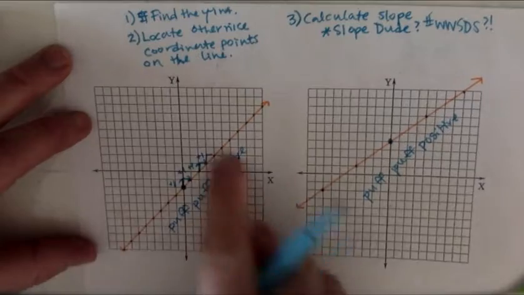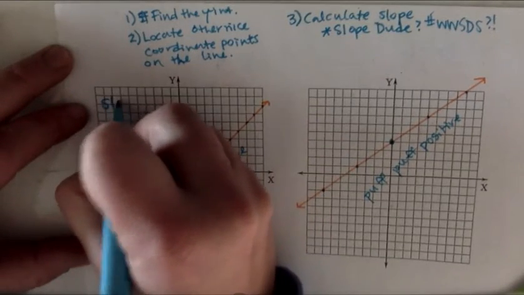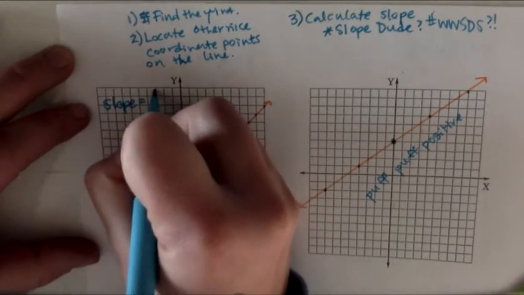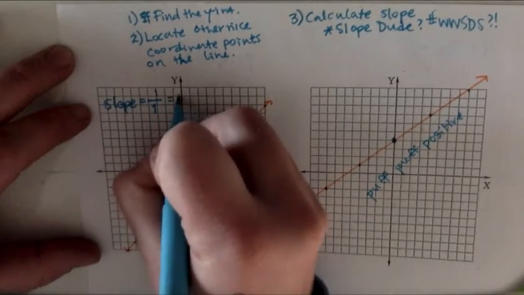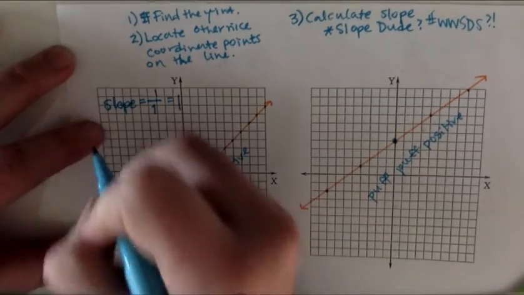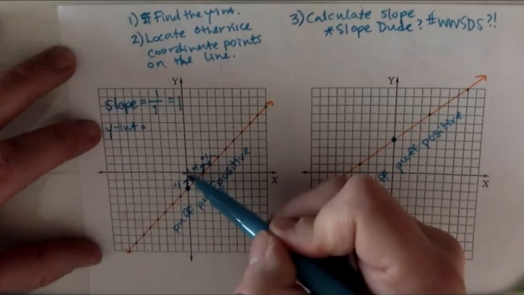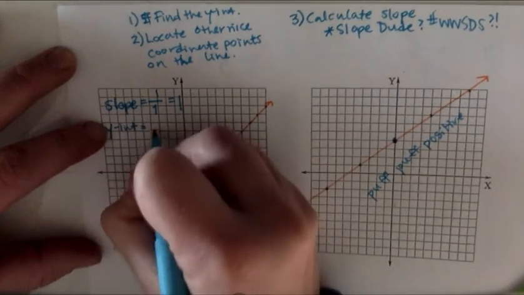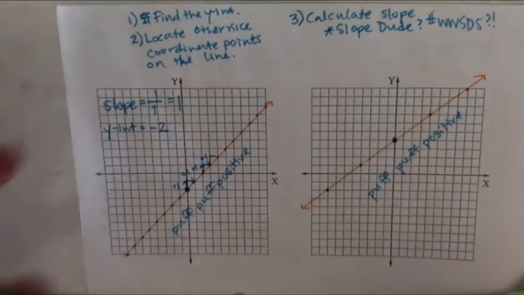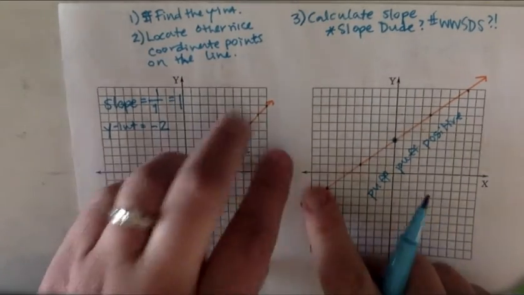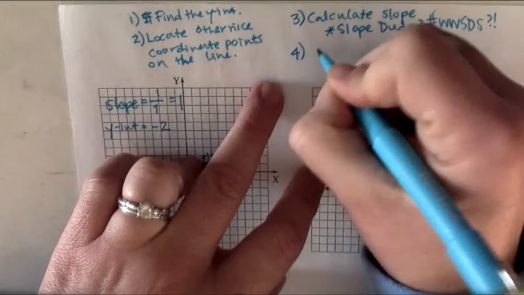So for this particular line, my slope is 1 over 1, or I could also say it's just simply 1. My y-intercept, we've already found that. My y-intercept is negative 2. Once I found my slope and my y-intercept, I can go on to step 4, and I can write my equation.